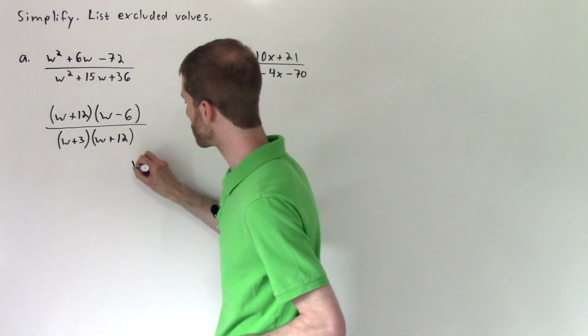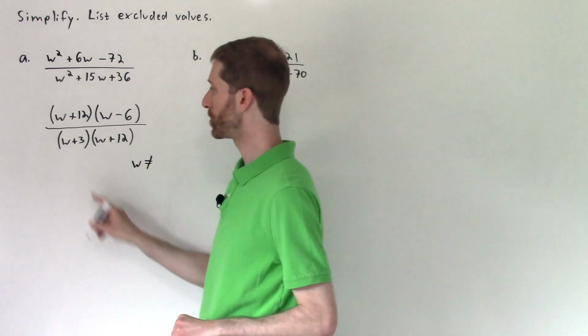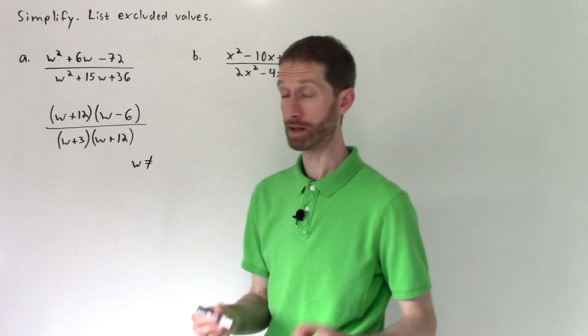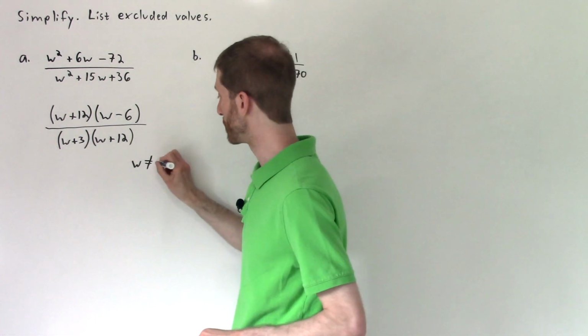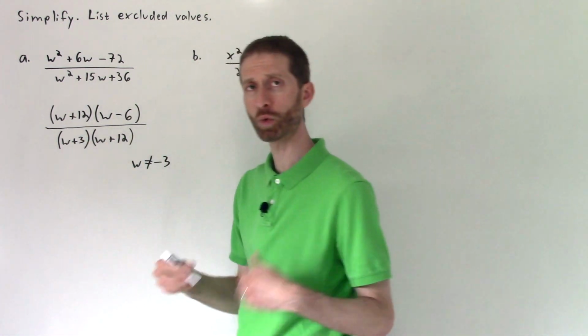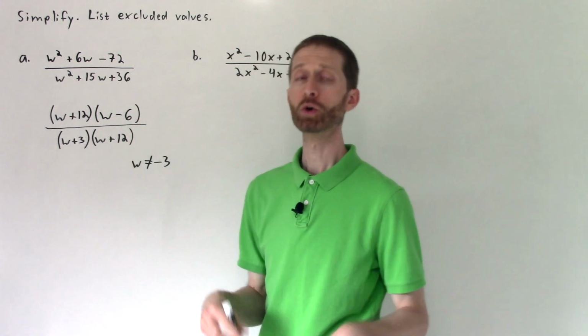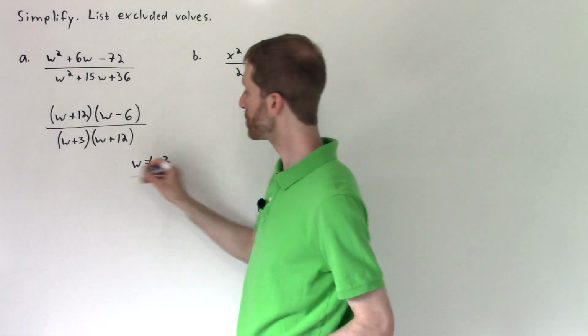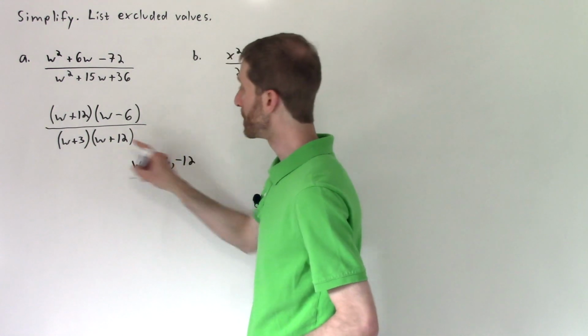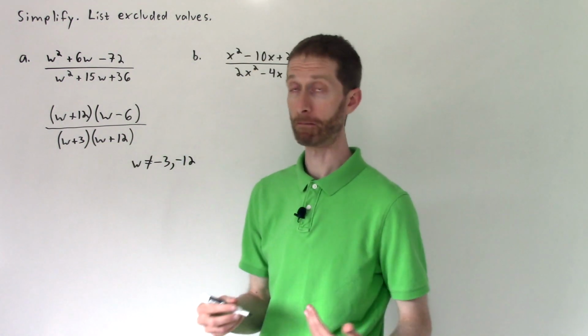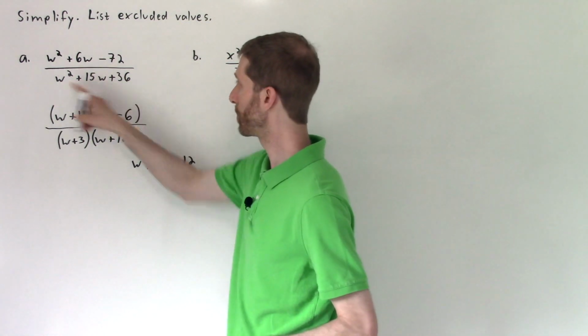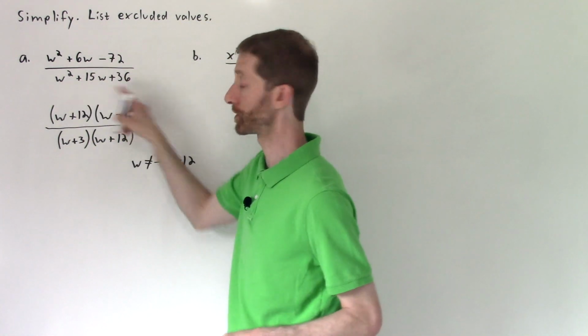We'll do that one mentally. So what can't w equal? Well, if w is negative 3, negative 3 plus 3 would give us 0. So w plus 3 equal to 0 is how we get that value. If w plus 12 equals 0, we'd have another problem. So w cannot equal negative 12 because negative 12 plus 12 gives us 0. And either of these values plugged into here would give us 0 since this is equal to that.